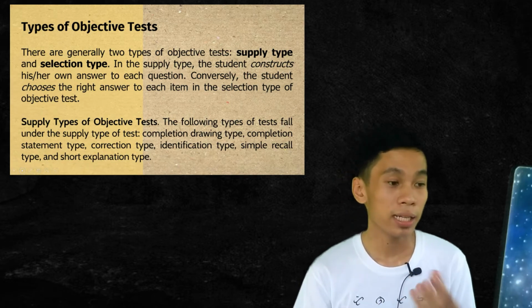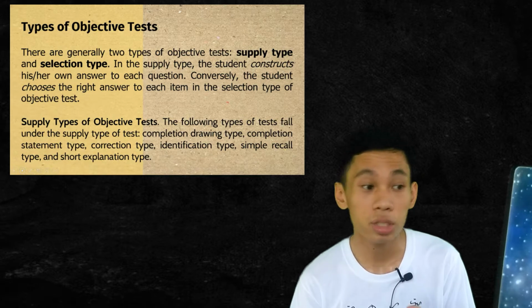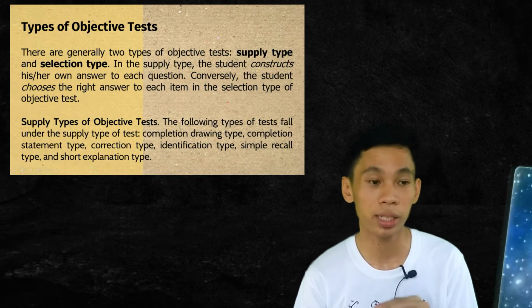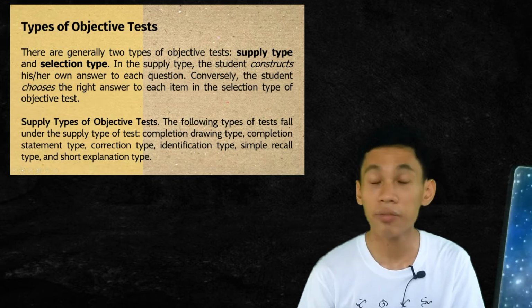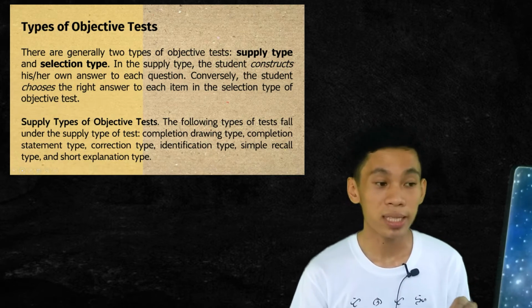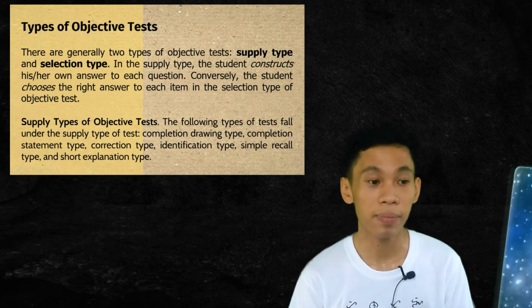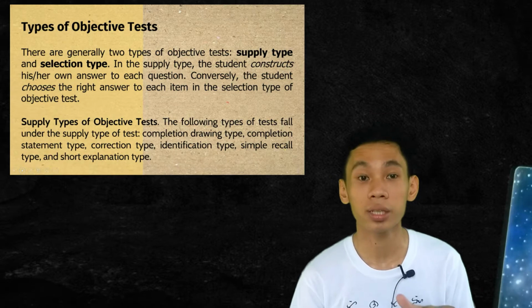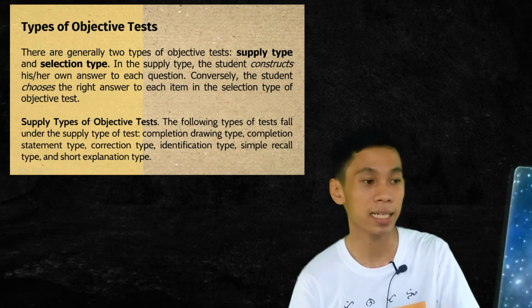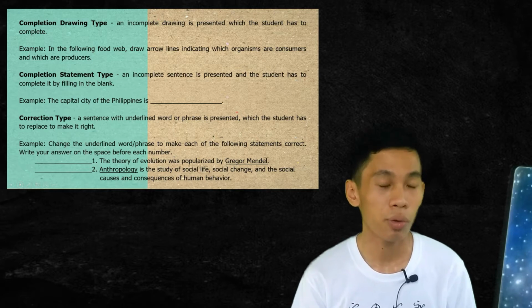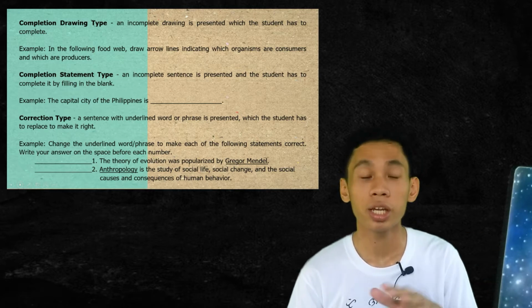Okay, moving on, let's try to discuss the supply type of objective test. Okay, sa supply type of objective test, there are several types. Okay, we have the completion drawing type, completion statement type, correction type, identification type, simple recall type, and short explanation type. Okay, so isa-isahin natin sila. So first, we have the completion drawing type. Okay, what do we mean by completion drawing type?